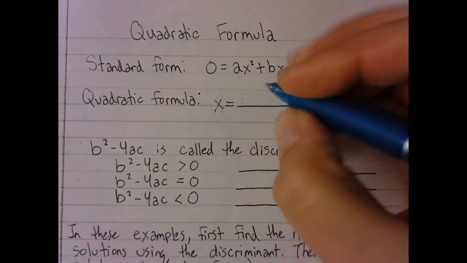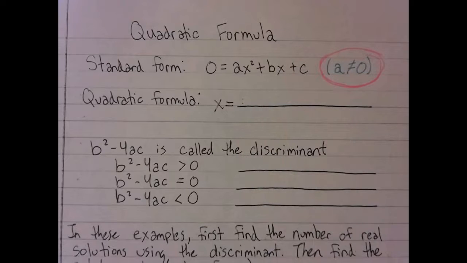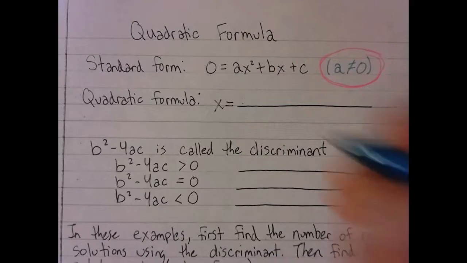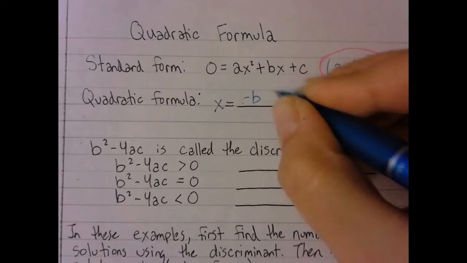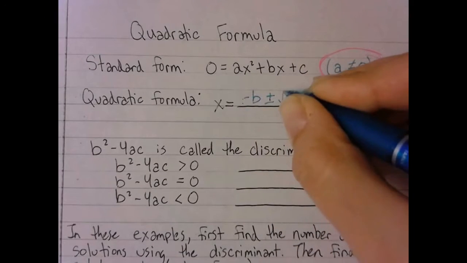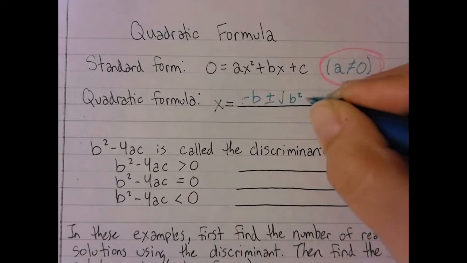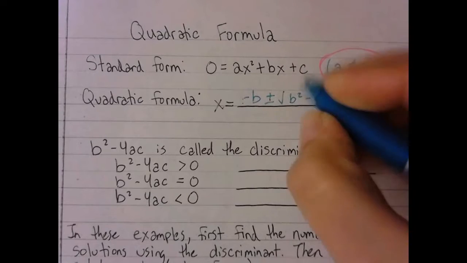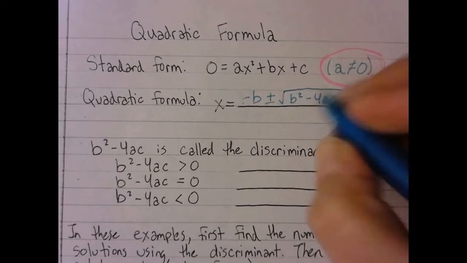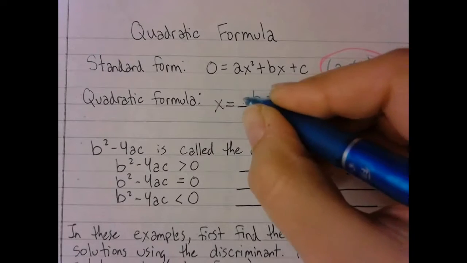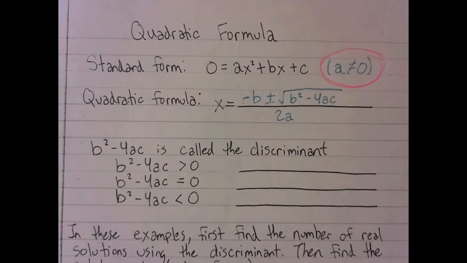So here it is, x equals, and now I'm going to embarrass myself. My teacher, we had to memorize it, so they taught me a song. X equals negative b plus or minus the square root of b squared minus 4ac all over 2a. So right now, be thankful that you don't have to sing that song.